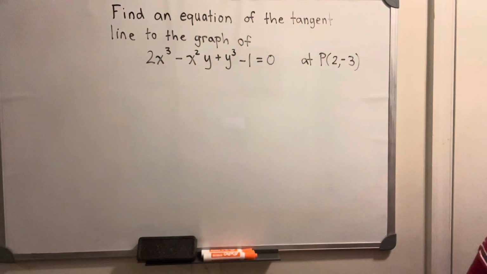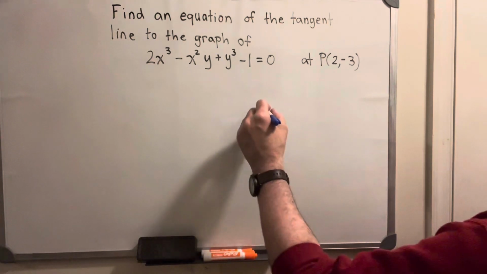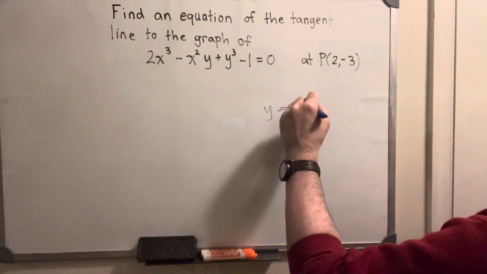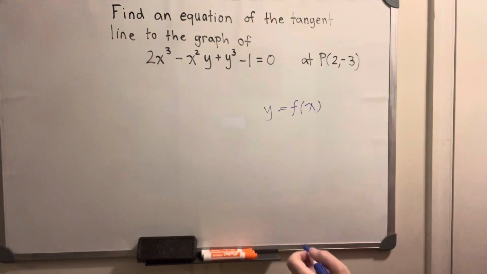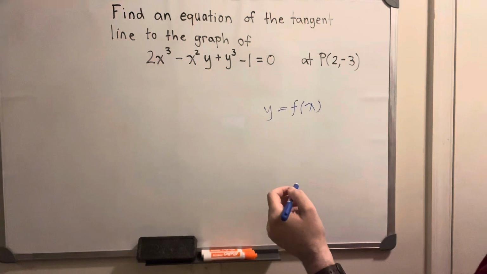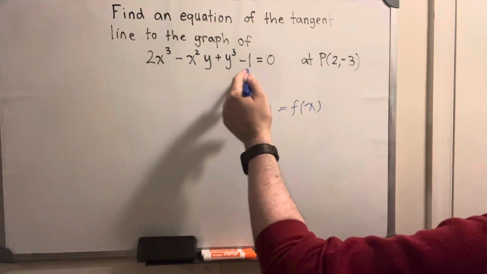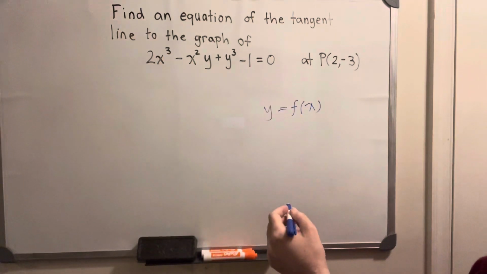This problem says find an equation of the tangent line to the graph of 2x cubed minus x squared y plus y cubed minus 1 equals 0 at the point P, which is 2 comma minus 3. So what we don't have here is an explicit function of y equals some function of x. We don't have that, but we have an equation that says that this on the left is equal to 0.